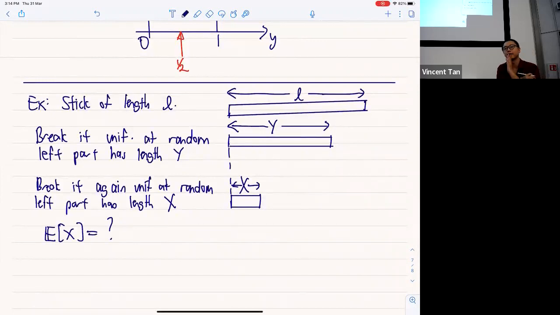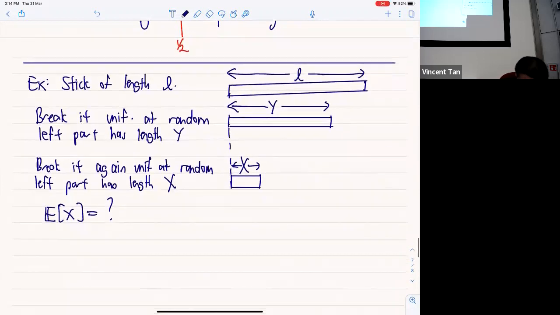Okay, that's what we're going to find. In the tutorial, we use a very circuitous way to find this. Circuitous means long-winded. All right, so we are going to use a short way to find this. So let us see. Okay, what is the expectation value of X given Y equals little y?